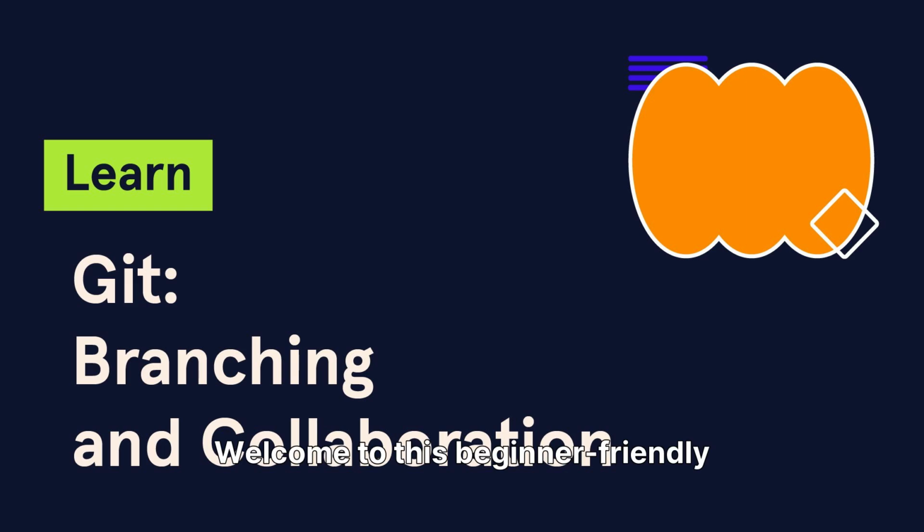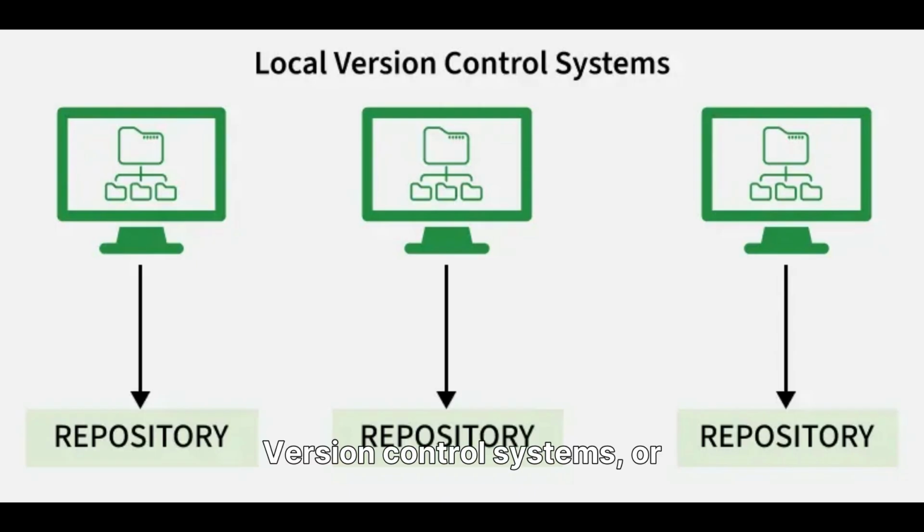Welcome to this beginner-friendly guide on C# version control with Git. Understanding version control is crucial for any developer, especially when working on C# projects. Version control systems, or VCS, track changes to files over time, allowing you to revert to previous versions, collaborate seamlessly, and manage project history effectively.